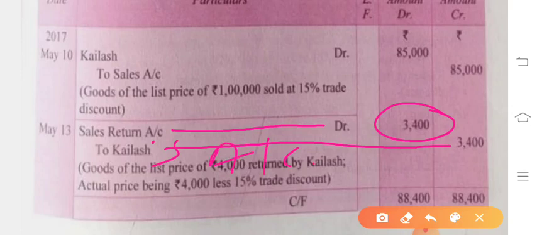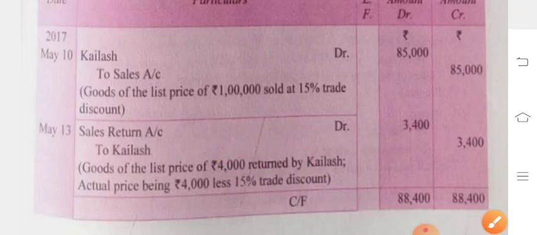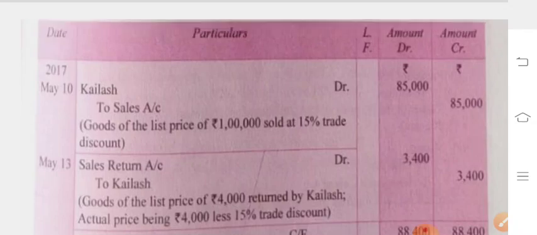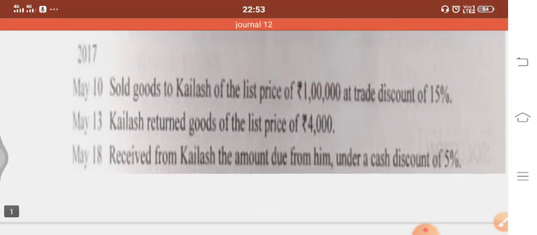Now since we have to move towards the next page, we'll do the debit total and credit total. So 85 plus 3 comes to 88,400. Both the sides we have shown 88,400. C/F stands for carried forward, right? Now moving towards the next point. This is the last point.